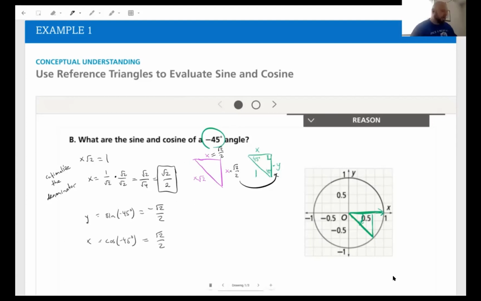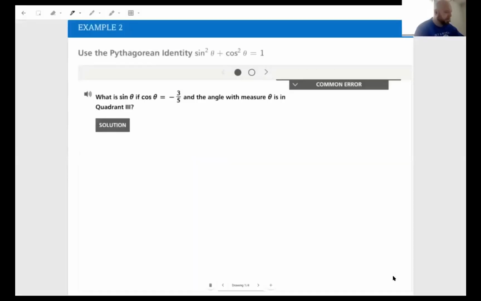And that's our answers for part B of example 1. Okay, moving on now to example 2. Example 2, we're going to talk about something called the Pythagorean identity.